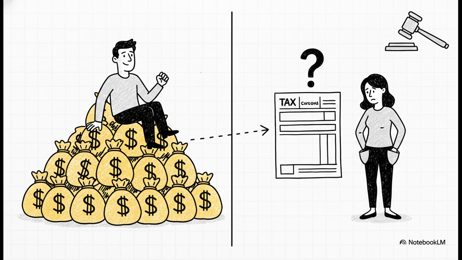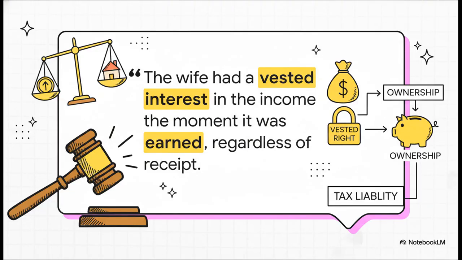Now, to see just how harsh these rules can be, we have to talk about a huge case, Hardy versus Commissioner. The facts here are just brutal. A wife files her return, but she never actually received a single dime of her husband's earnings. He controlled everything. But they lived in a community property state, and she filed separately. And the court's decision was absolutely unforgiving, and it set a major precedent. As you can see from the ruling, the court said that ownership isn't about whether you got the cash in your hand. It's a legal right that you get the second the income is earned. And your tax liability follows that legal ownership, not the money.